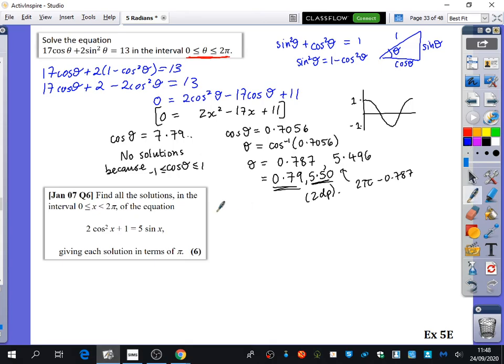Let's see if we can do this one just a little bit faster. So again, we can tell we're going to have to use these identities at the top because there's a mixture of sine and cos. So I'm going to use this other one that says cos squared theta is 1 minus sine squared theta. And I'm going to substitute it into this part of the equation straight away. So that's 2, 1 minus sine squared x plus 1 equals 5 sine x.